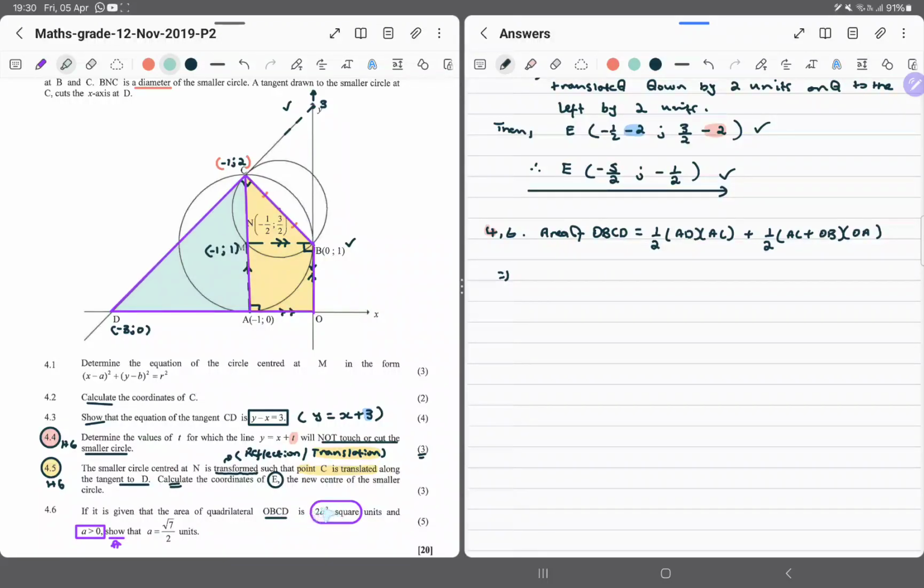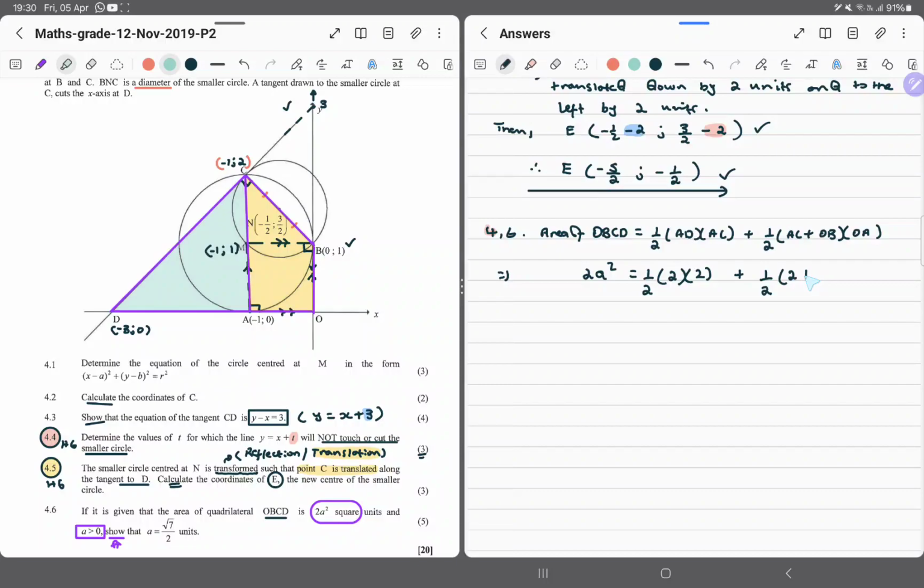This implies we were told this area is 2a squared. So this means 2a squared is equal to half. Now AD, you see why it's easy. You know from -1 to -3 is just 2 units. So you don't have to perform some crazy calculations here. Then again, from the basal line, which is 0, up to point C, it's just the y value there, which is 2 units. Can you see how nice this is? It is indeed nice.